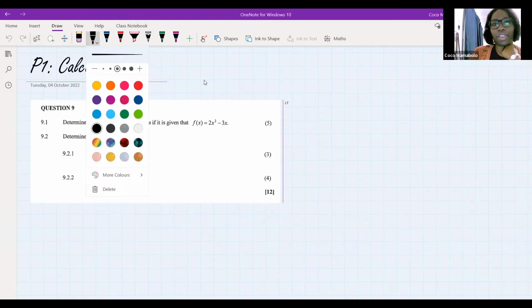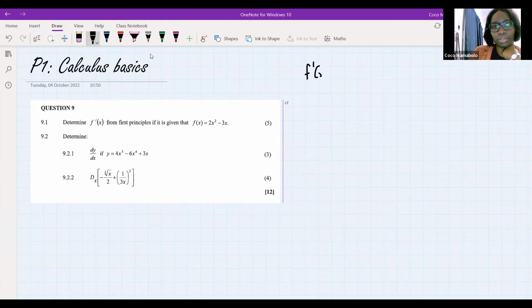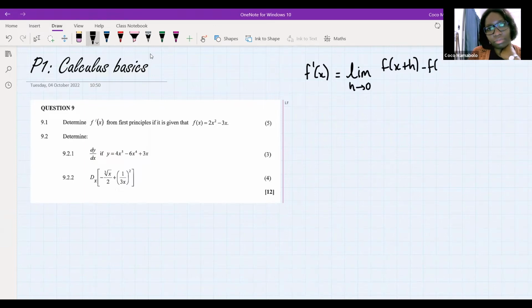Just give you guys a bit of a refresher here quickly. In case some of you have forgotten how to do first principles, there's our target over there. That's the formula for first principles. All right, let's get going.